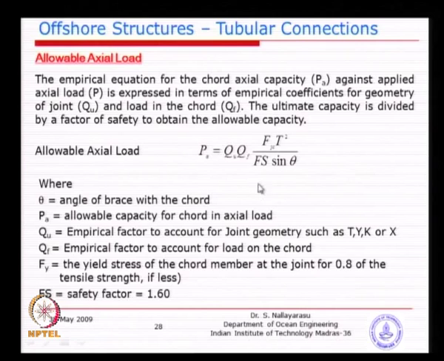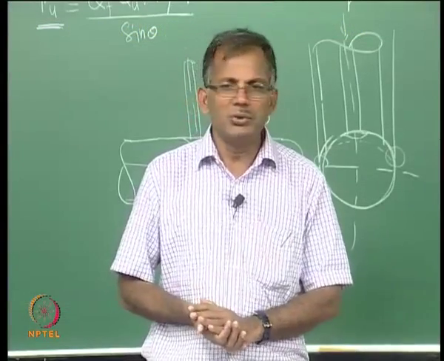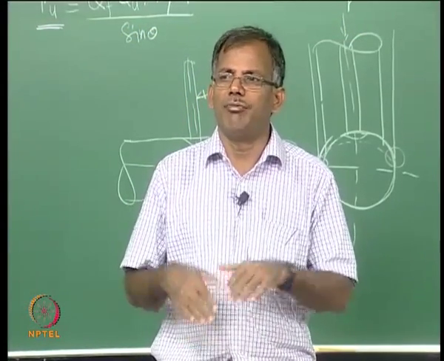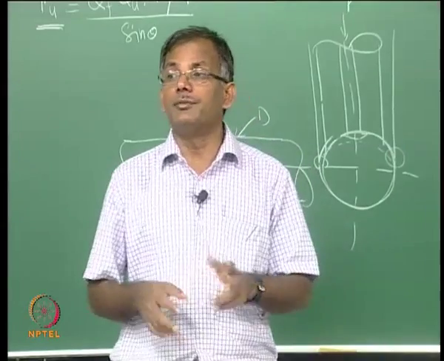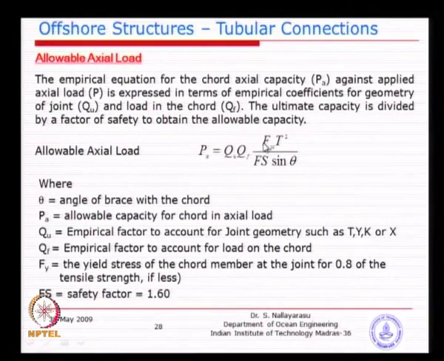I think all of you must understand what Fy is. Fy is the yield strength of the chord. Sometimes, not very often, the chord material and the brace material have different strengths, but in most jackets all the material is the same. But in case you have that, then you should take the chord yield strength. Remember, this is the allowable capacity of the joint preventing failure of the chord, not the brace.